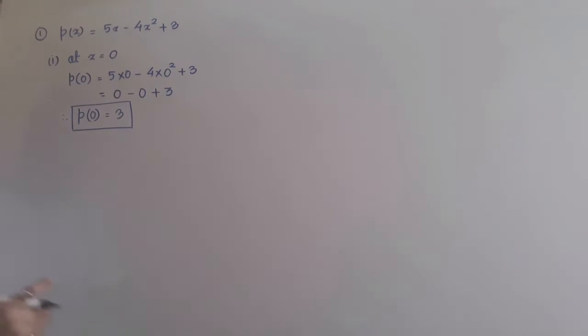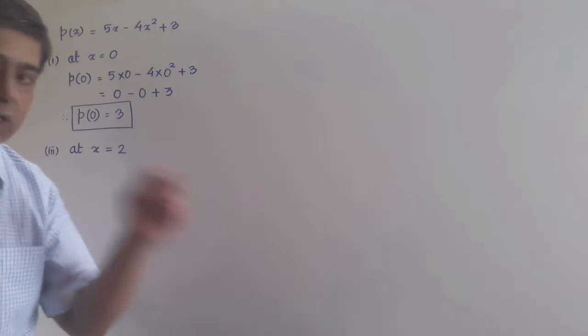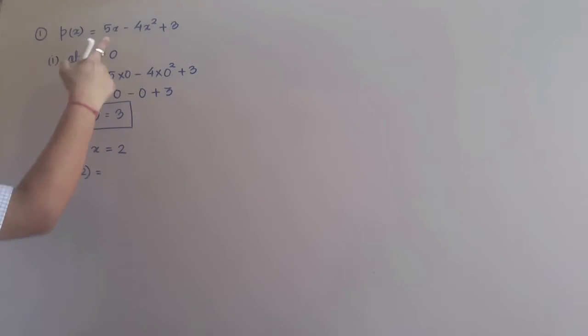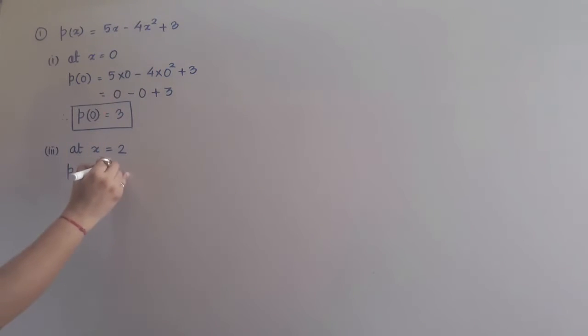Similarly, let us see one more part. Now I am taking part number 3. The second part I am keeping for you. What is given in part number 3? The value of the polynomial is the same, and here x equal to 2 is given. At 2 we need to find the value of the polynomial. So p of 2 is equal to, and I am keeping everywhere x equal to 2.